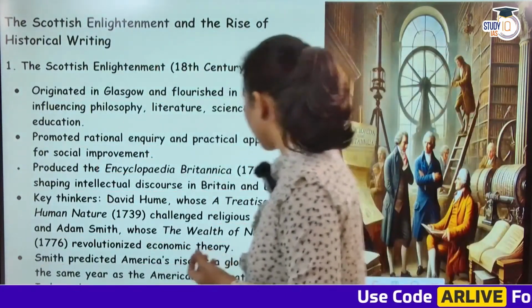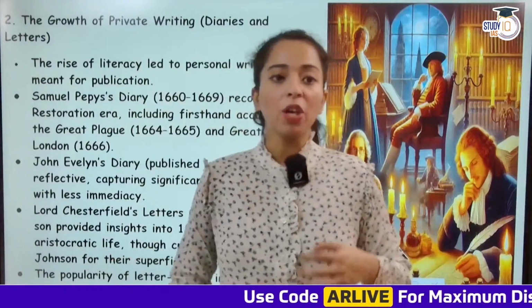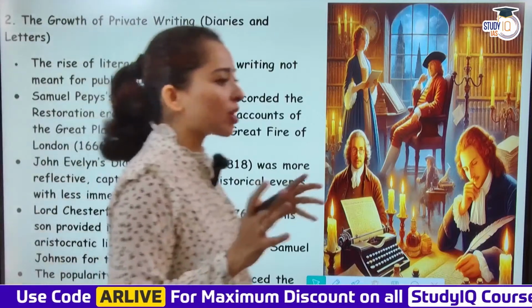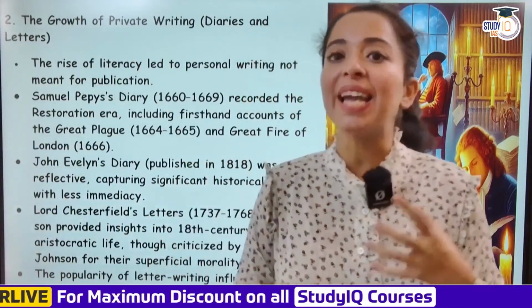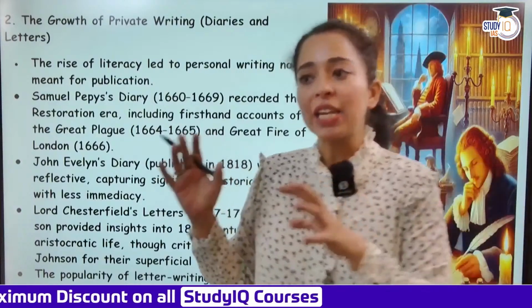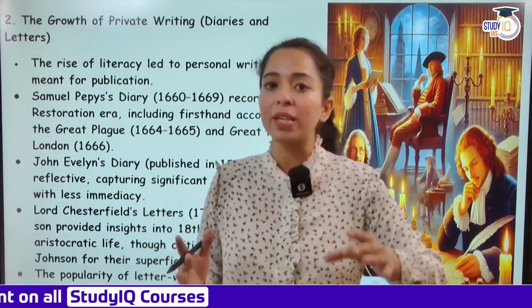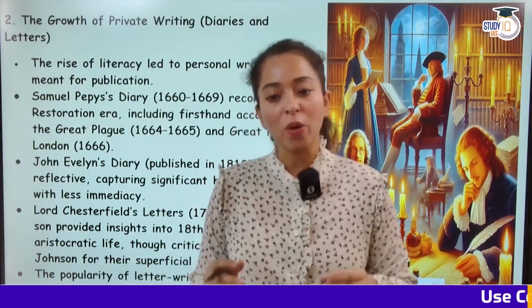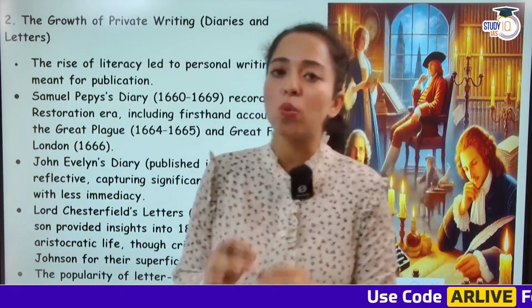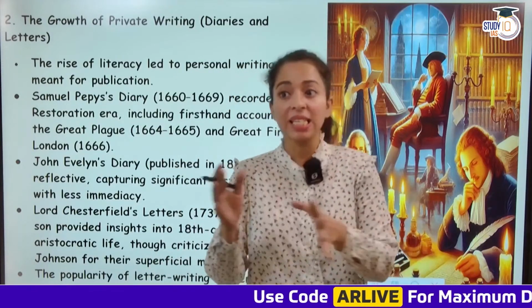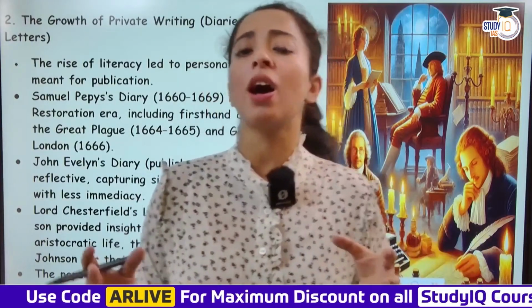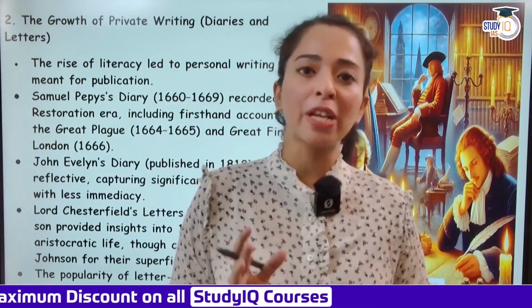Then moving ahead to the next one, we have the growth of private writing. Now, another very important aspect was that private writing was important. Diaries were being written, and why are those diaries important? Because they tell us about the literary, socio-political context of that period. Okay, so Samuel Pepys was the one who wrote a diary every single day from 1660 to 1669, and his diary is a very rich archive. Why? Because it tells us exact events, what happened, and gives a very good picture of that period.